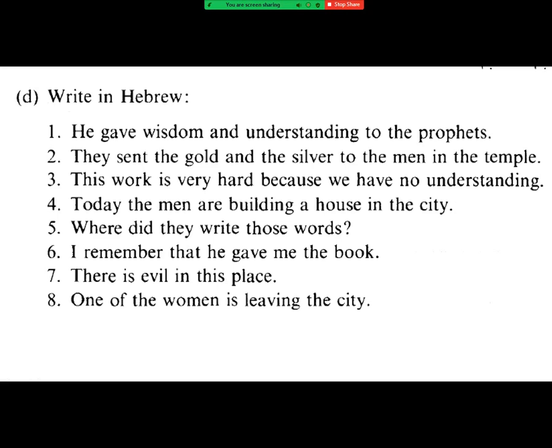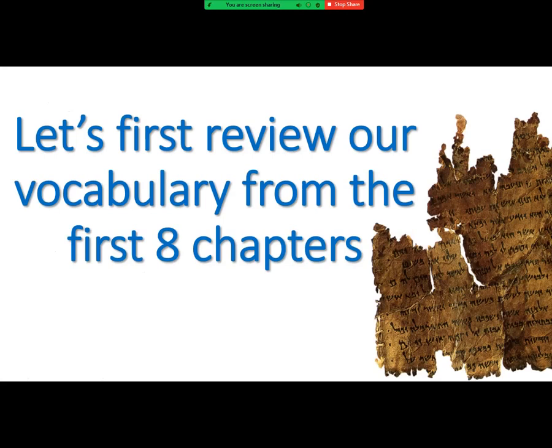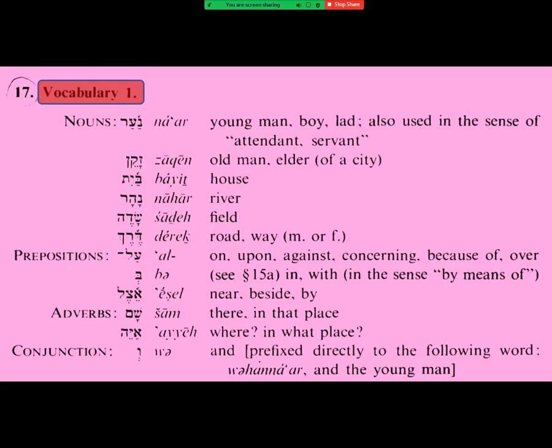All right. So before we go ahead and actually do that now, let's review the vocabulary from the first 8 chapters. Okay, so remember chapter 1, na'ar was a young man or a lad or a boy or a servant. Zaken was an old man or an elder. Bayit was a house. Nahar was a river. Sadeh is a field. Derek was a road or a way.